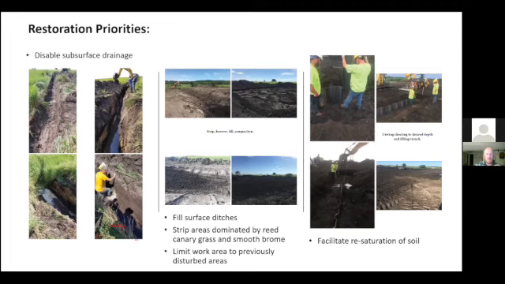In our case, fortunately, all of those were confined within the easement area, so we could block and plug every one of those. So mission 1 accomplished. Step 2, fill those drainage ditches.